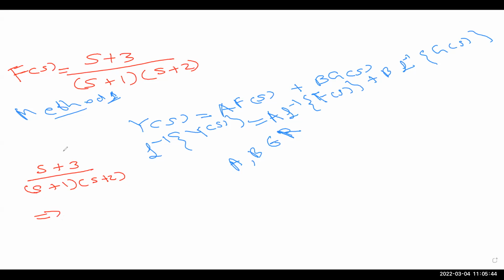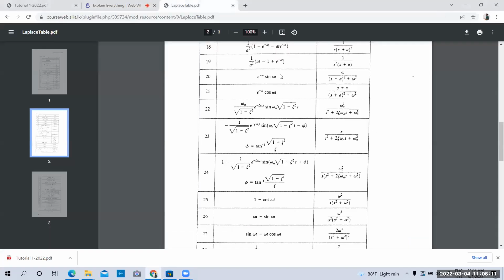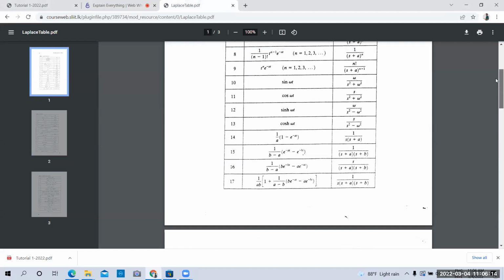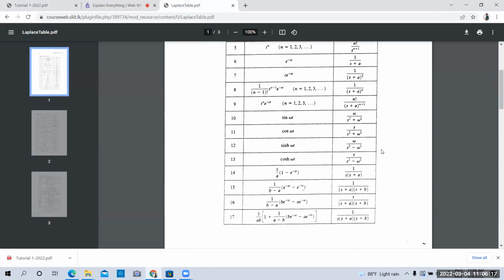Always when you're trying to get the inverse Laplace, you should refer to the table. So if I go to the table, let me know if the stuff that I'm sharing is not visible. We can use this to convert it into our time domain, right?